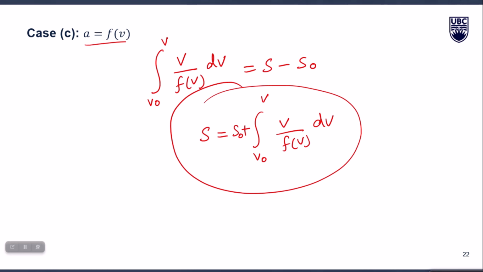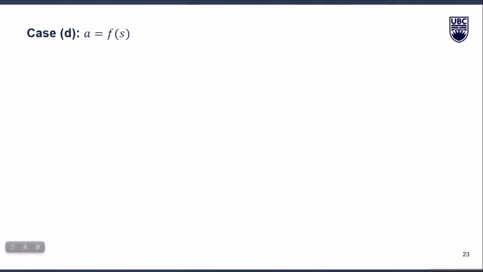So we move to the final case, a is equal to f of s, which means acceleration is expressed as a function of displacement now, right? This will be a relatively complex case compared to the first three cases. The solution technique actually starts with applying equation 3, and equation 3 is v dv is equal to a ds, right? Now acceleration is already given to you as a function of s.